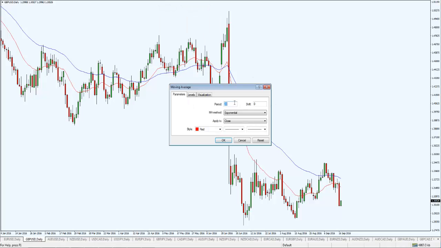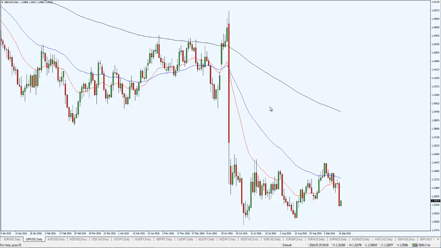Use the 200 period moving average. You can use exponential or simple; it's not going to make much of a difference. I like to use black for this, and you click OK. So my definition of trend is this: if the 200 period moving average, which is this black line over here, is pointing lower and price is below it, then the longer term trend is towards the downside.